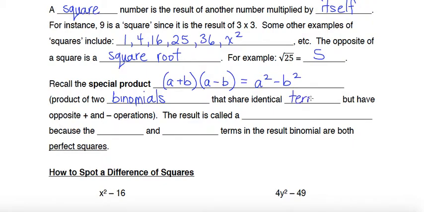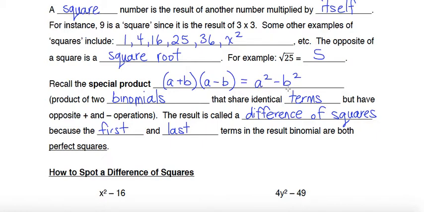They both have an a term at the beginning. They both have a b term at the end, but they have opposite signs. One is an addition sign, one's a subtraction sign. And the result is what we call the difference of squares. It's called a difference of squares because the first term and the last term in the binomial are perfect squares. So a squared is a times a, and b squared is b times b. Sometimes these are both letters, sometimes they are a combination of letters and numbers.